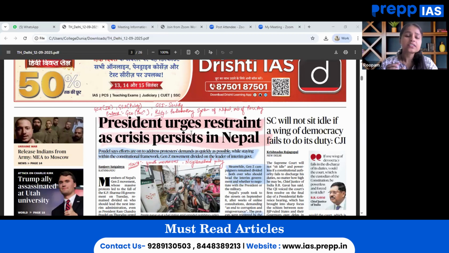From a mains perspective, the same article can be seen through the lens of how youth movements and social media activism are reshaping politics across the world. Also, India's neighborhood policy and the challenges of political instability in Nepal, and how this is to be seen in the long run. In this manner, this particular article is to be seen while going through today's paper.